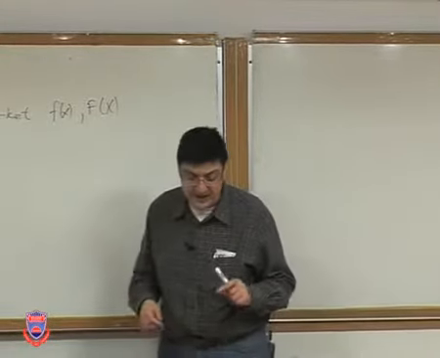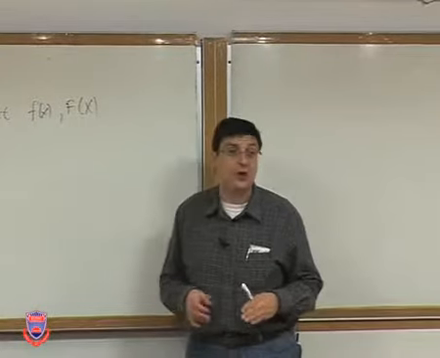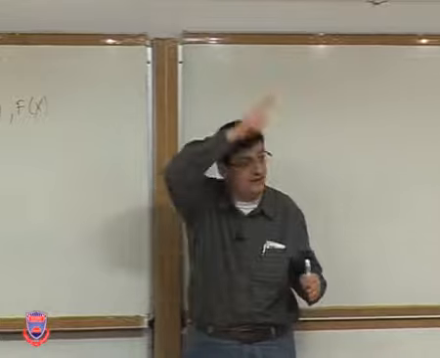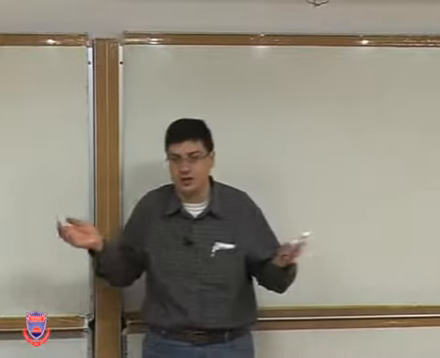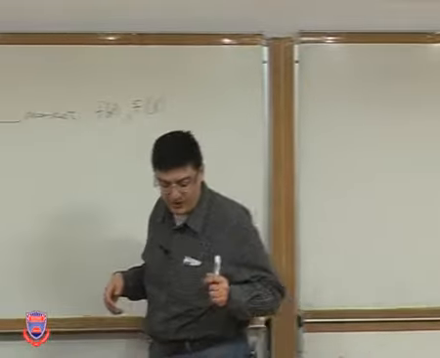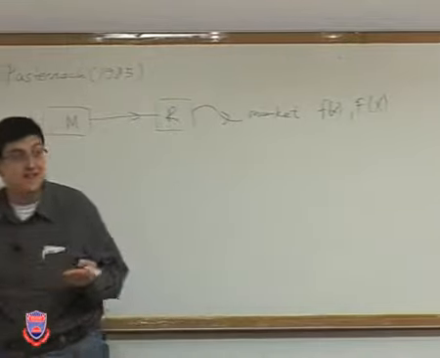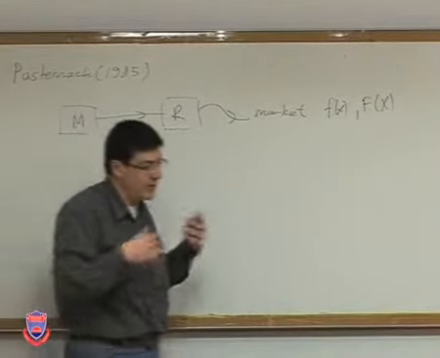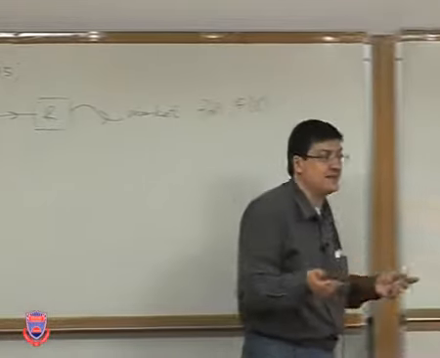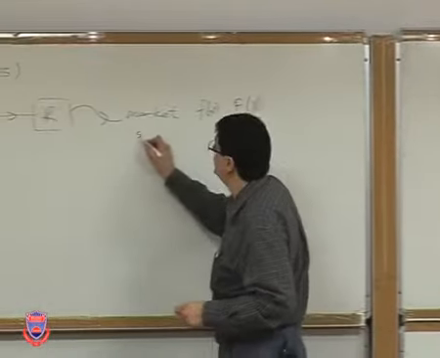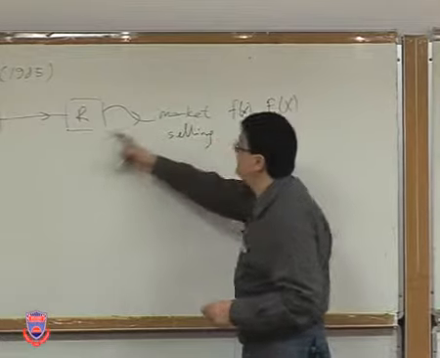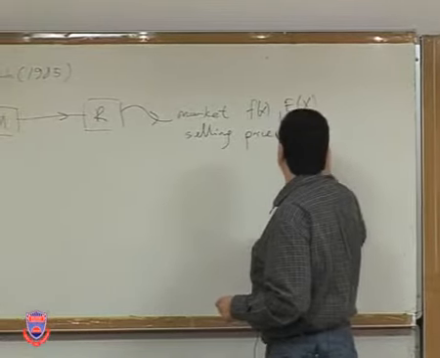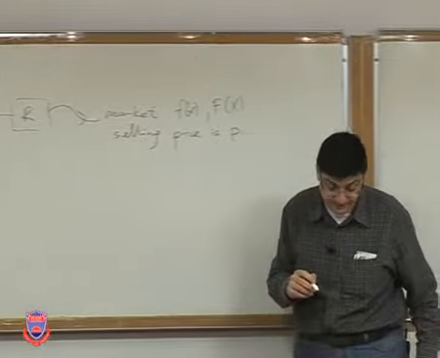Now, at this point, we assume that there is no competition. In other words, we only have a single retailer, so there is no competition. So it means that we can assume that the prices are going to be set. So the selling price of the retailer to the market is P, and it is set.